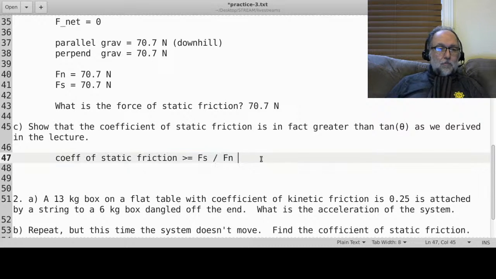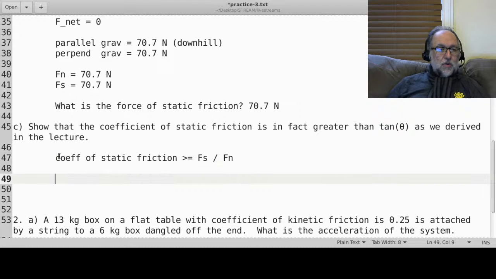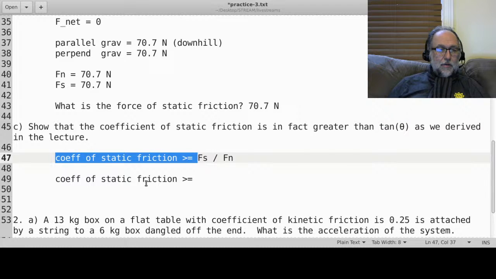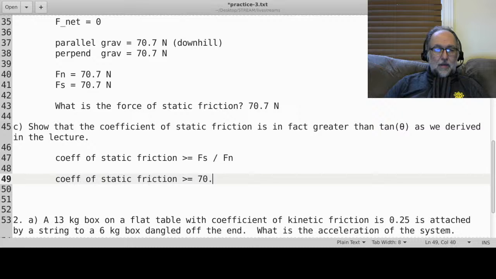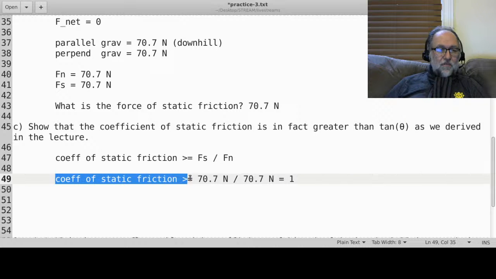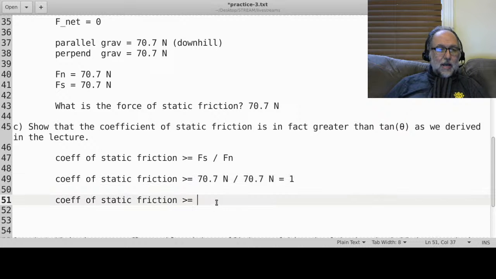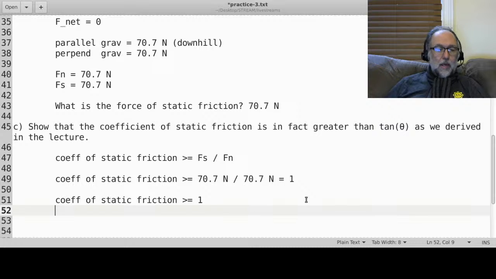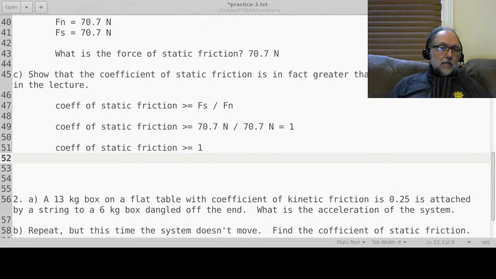Okay, so if we plug in those numbers, which is pretty easy because they're both equal to one another, you get 70.7 newtons divided by 70.7 newtons, and that's equal to 1. And so the answer is that the coefficient of static friction has to be greater than 1. I can't tell you what it is. It could be 2, it could be 20, it could be a million, but it cannot be less than 1. Why? Because if it's less than 1, then it slips.